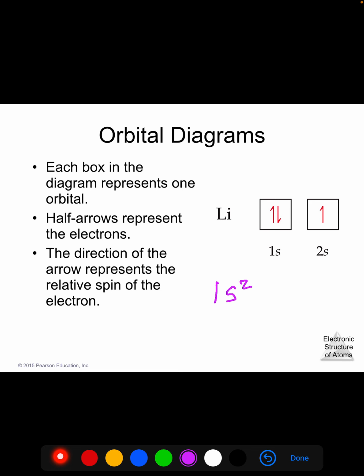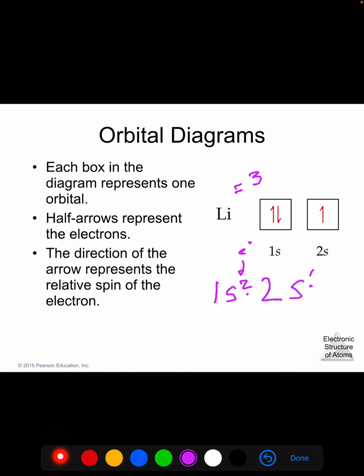First two electrons go into the first energy level's s orbital and fill it up. This superscript stands for the electrons. And then we have a 2s with one electron, element number 3. If I add up all these superscripts, the 2 and the 1, I get 3, and lithium is atomic number, element number 3.